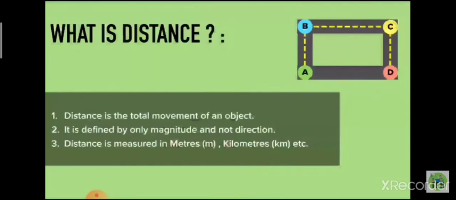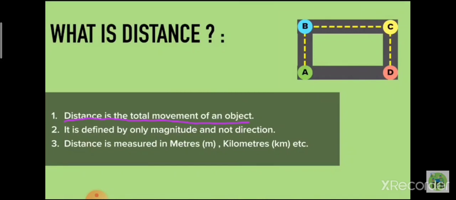Let us see the definition of both of these. What is distance? Distance is the total movement of an object. How much the object actually moved. So if you see here we have the path of the boy from point A to point B to point C to point D. So this is the total distance covered by the boy.